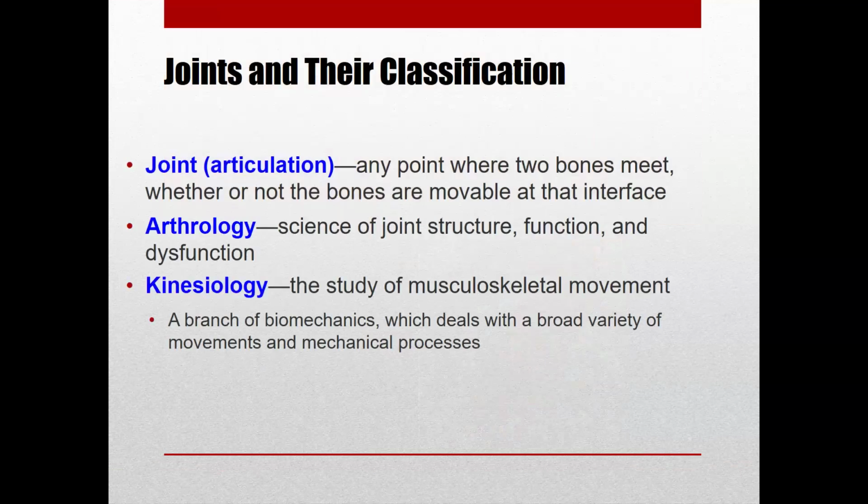Basic definitions for you guys. Any joint will be called an articulation where two bones come together, whether they're movable or not. It's still a joint, okay? So don't think all joints move. A joint is technically when two bones come together. It could be fused pathologically. It's still a joint though, right?